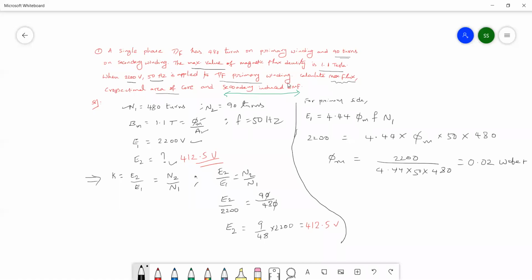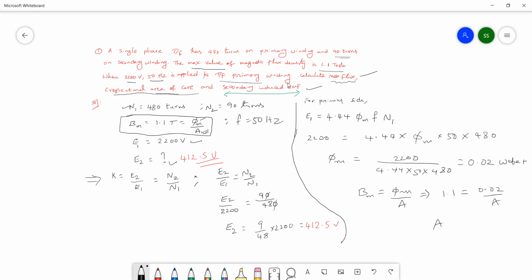Good, Madhu. Now we have this formula. See this. Bm is equals to phi m by A. So maximum flux calculated, secondary induced EMF calculated. Now we need to calculate cross-sectional area of core, that is A value. So from this Bm value they given as 1.1 and phi m value we got as 0.02.